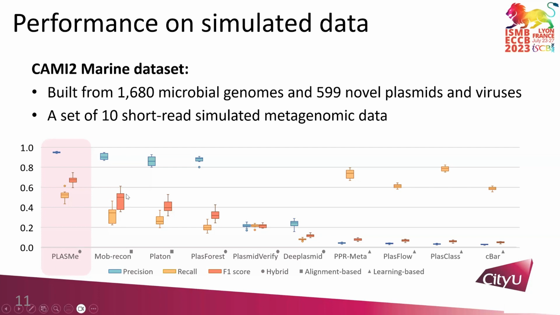And we can see for the alignment tools, for example, Mobrecon and Platon, because they use a stringent alignment threshold, their recall, the yellow bar, is not high enough. And for the machine learning-based methods, for example, the PPR method or PlasFlow, because the dataset contains many chromosomes, their precision is not high enough. So in the CAMI2 dataset, their precision is not high.